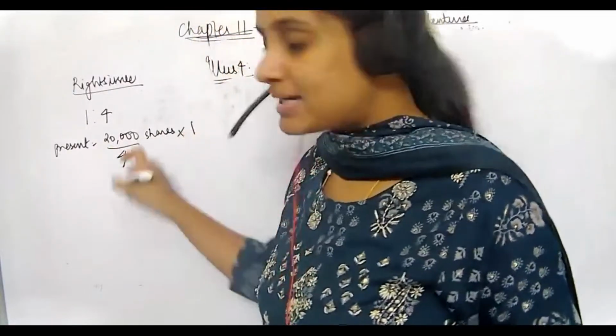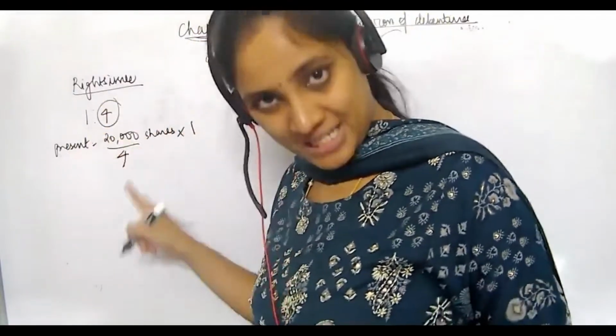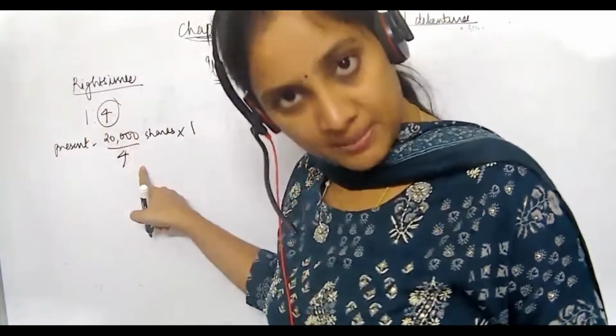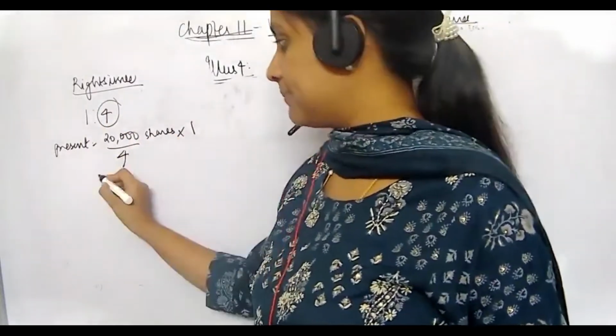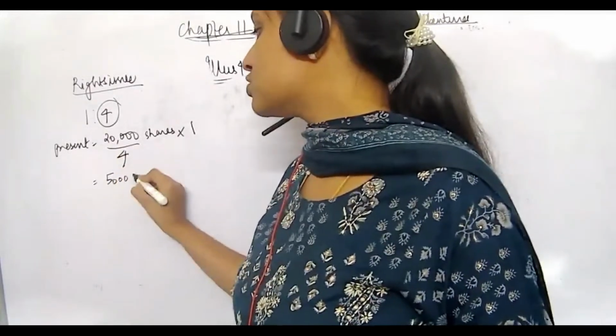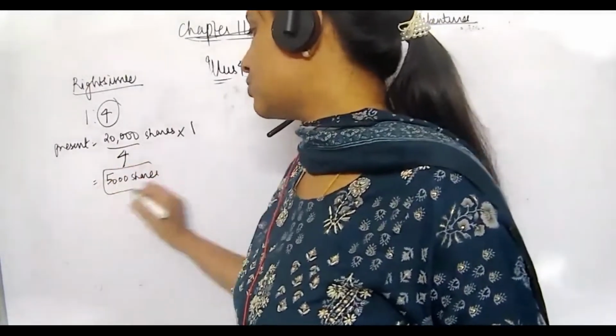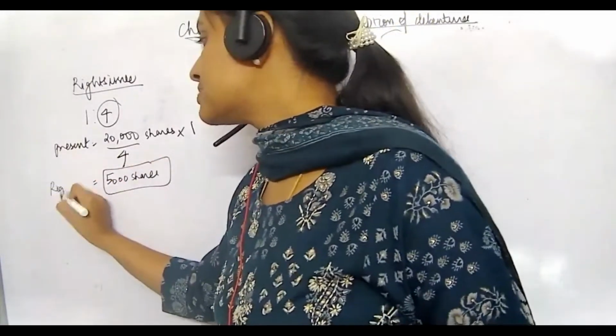Why are you doing this, madam? I already explained to you, in a ratio, the second number becomes the denominator and the first number becomes the numerator. You should multiply. So how many shares are being issued? 5,000 rights issue is being done.